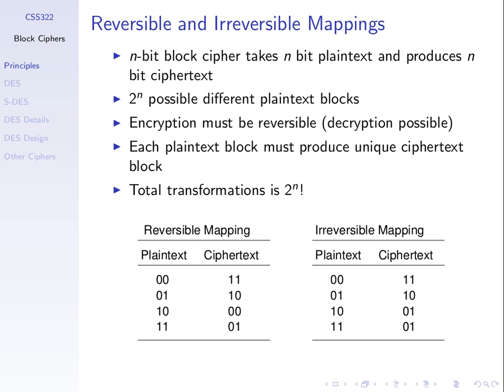In general, we get 2 to the power of n factorial possible arrangements or possible mappings from some plaintext to ciphertext, also called transformations. Same thing here, a mapping or a transformation. So that's the maximum possible reversible mappings we can have with an n-bit cipher.